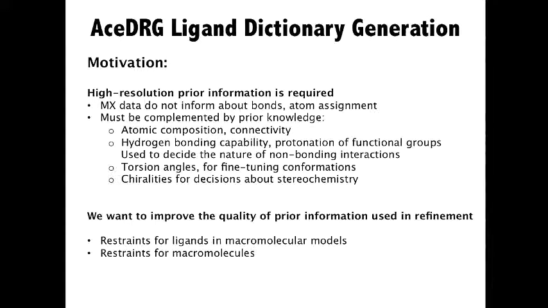So what is AceDRG? Let's just have a recap. The motivation is that the experimental data do not inform about high resolution. They don't inform about bonds, atom assignments, but also the more complicated things: hydrogen bonding capability, protonation of functional groups, torsion angles, chirality etc. We want to improve the quality of the prior information that is used during refinement. We want to generate restraints for ligands in macromolecular models, as well as for the macromolecules themselves.